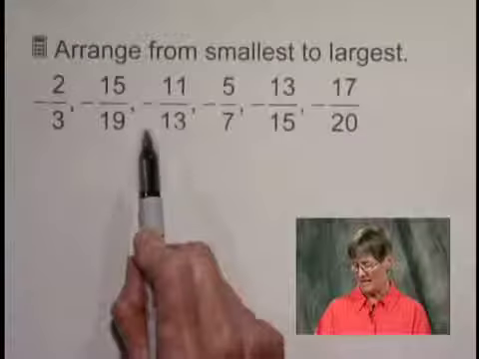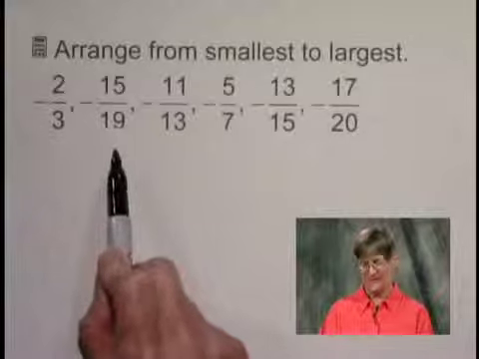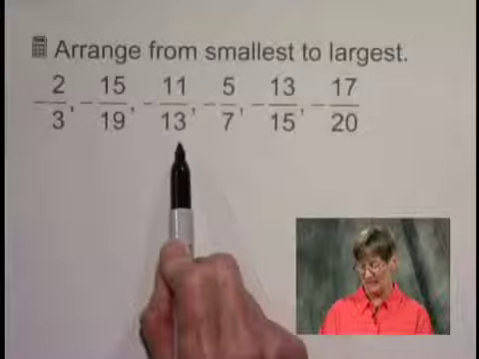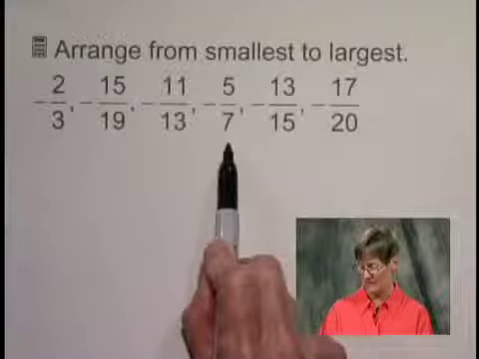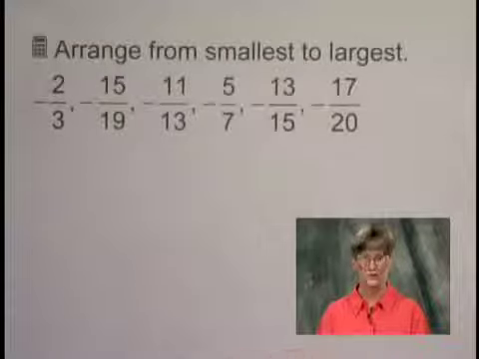In this exercise, we'll put some fractions in order from smallest to largest. We are asked to arrange from smallest to largest these 6 fractions: negative 2/3, negative 15 over 19, negative 11 over 13, negative 5/7, negative 13 over 15, and negative 17 over 20.